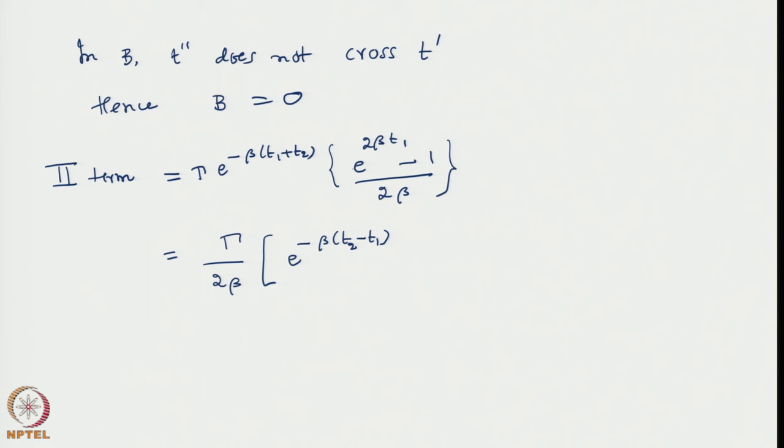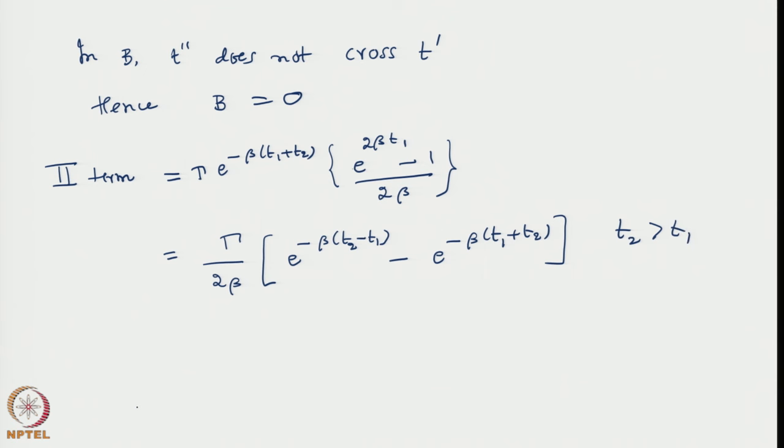So, it will be plus t 1 and minus t 2, that is maintained. And the second one of course, e to the power minus beta (t 1 plus t 2); here it does not matter which is larger. And we got it under the assumption that T2 is greater than T1.